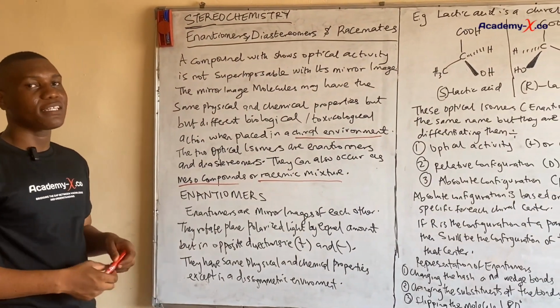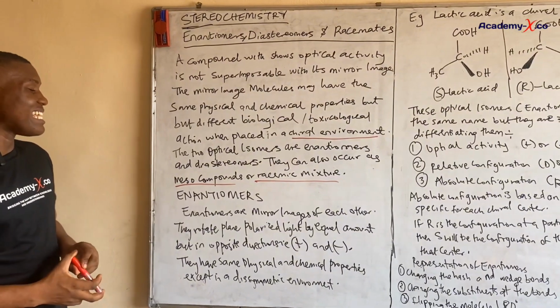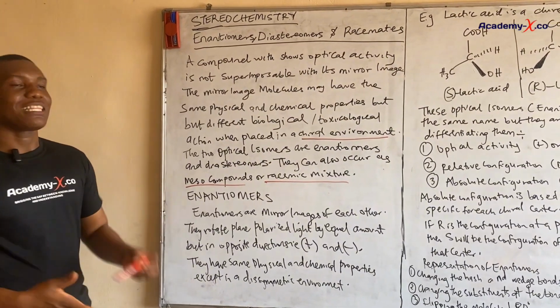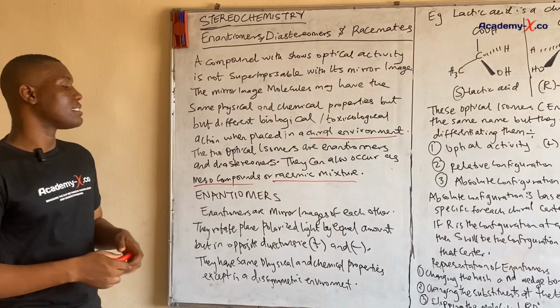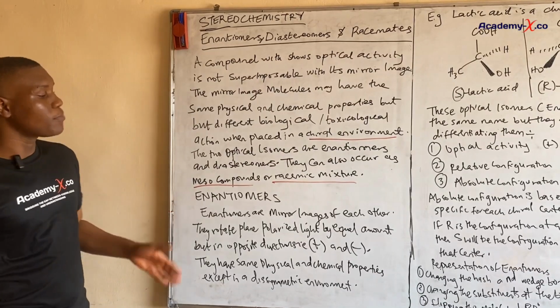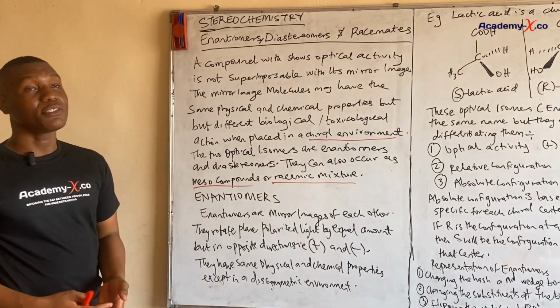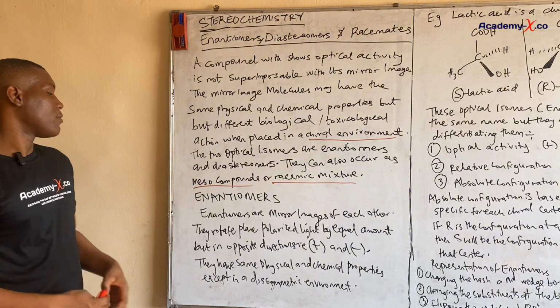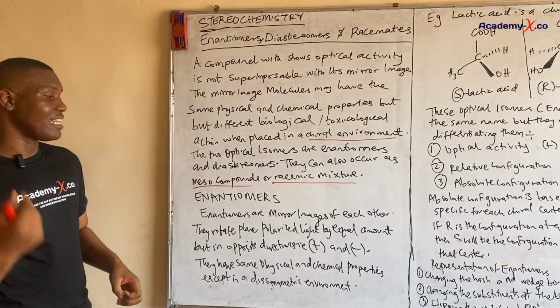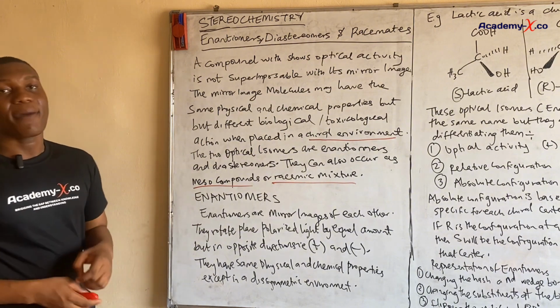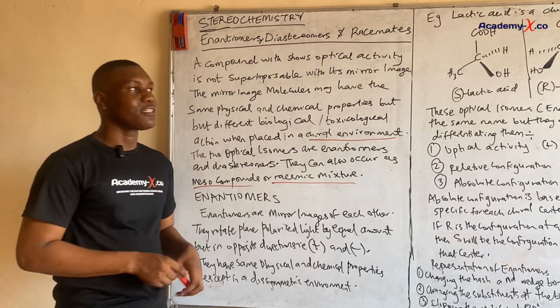So let us look at the first one. The first one is enantiomers. Now, what is an enantiomer? Enantiomers are mirror images of each other. They rotate plane polarized light by equal amounts, but in opposite directions.